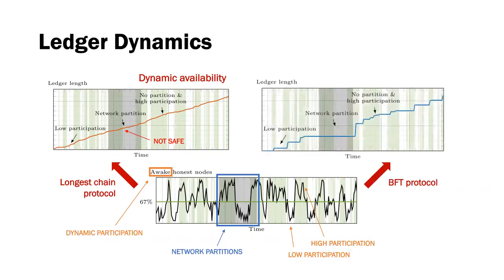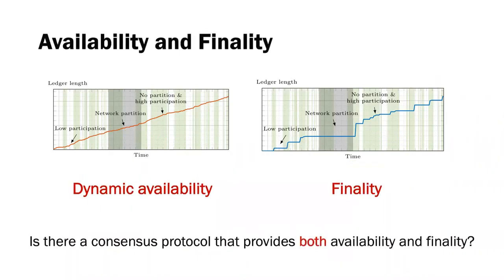On the other hand, the ledger output by traditional propose and vote style BFT protocols is always safe, a desired property which we call finality. However, the protocol sacrifices liveness under low participation. A natural question: is there a consensus protocol whose output ledger provides both availability and finality? Variants of the CAP theorem tell us no.